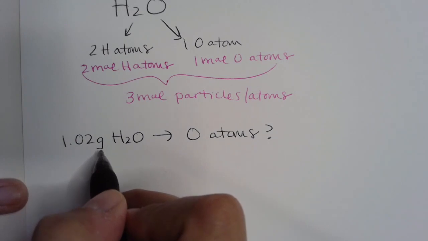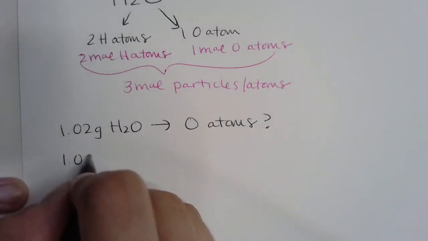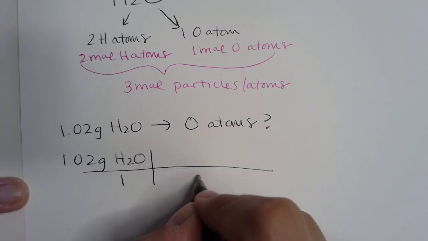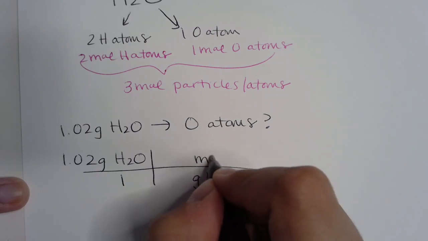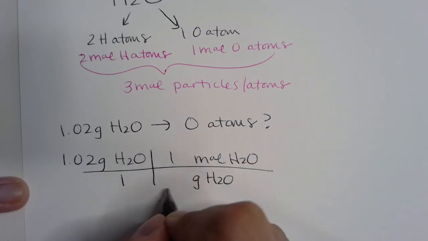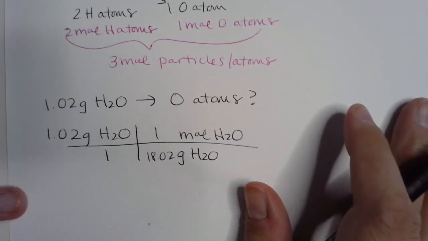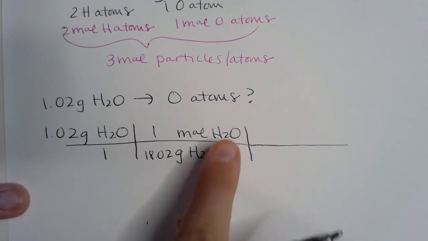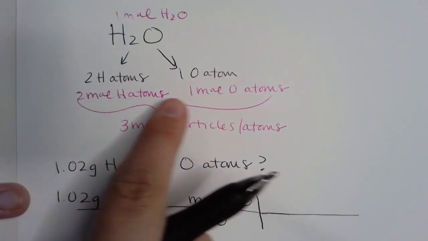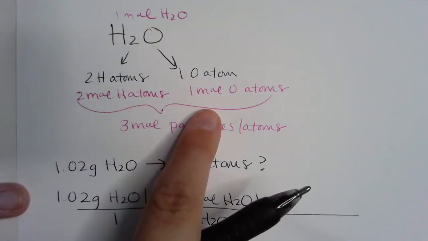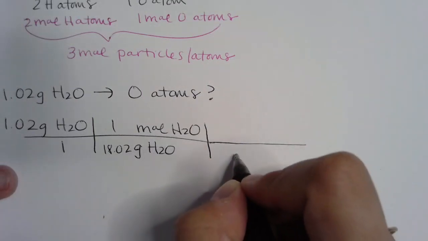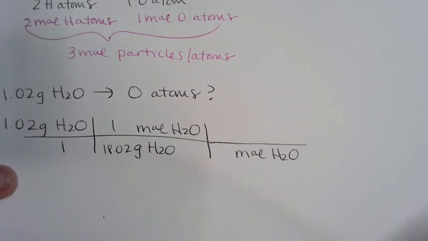We're always going to convert to units of moles. 1.02 grams of water. Let's see, grams of water to moles of water. The molar mass of water is 18.02. Now that I'm in moles of water, like I showed before, up here, we can use these relationships. 1 mole of water contains 1 mole of oxygen atoms. So here, whatever unit's up top is what I'm going to bring down, and I'm going to convert that to moles of oxygen.